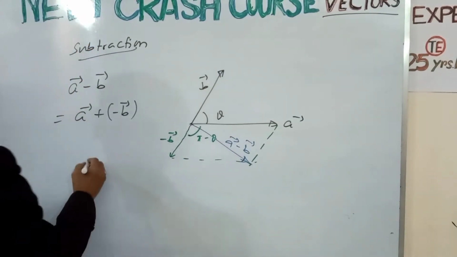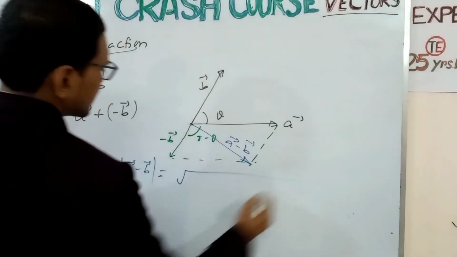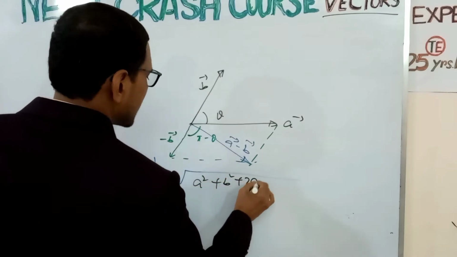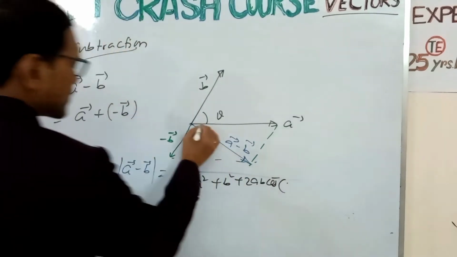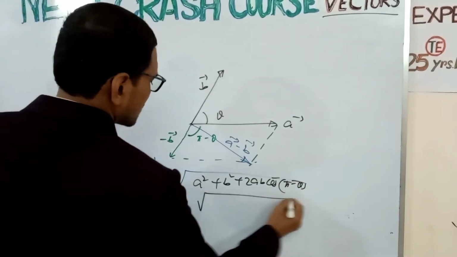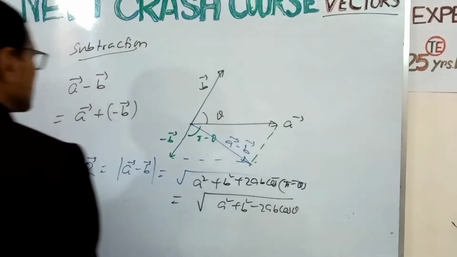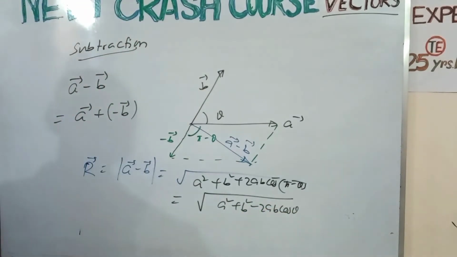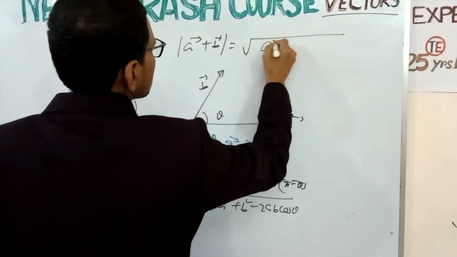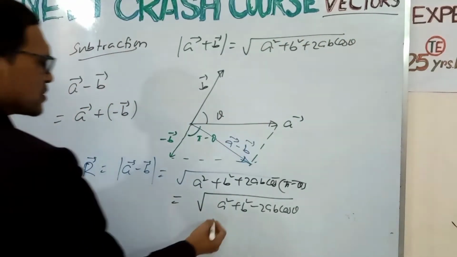Now what is the resultant? The magnitude of a minus b is root over a square plus b square plus 2ab cos of pi minus theta, which is equal to a square plus b square minus 2ab cos theta. Now we have learned just two formulas: mod a plus b, the resultant of the two vectors, equal to this, and mod a minus b equal to this.